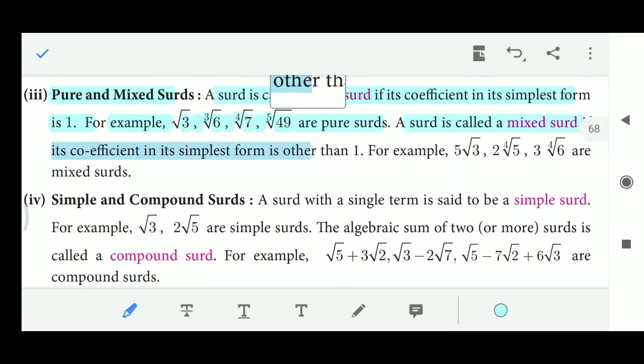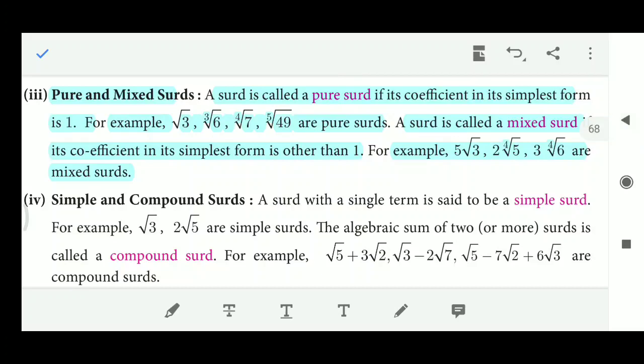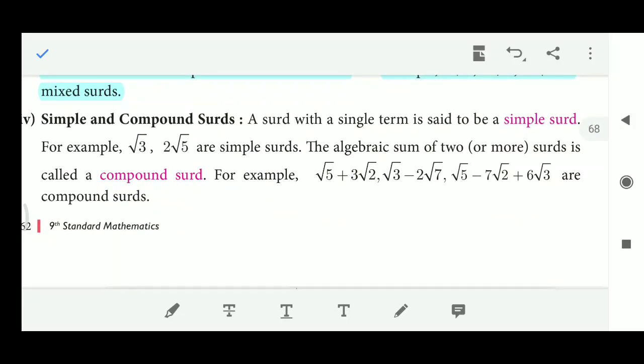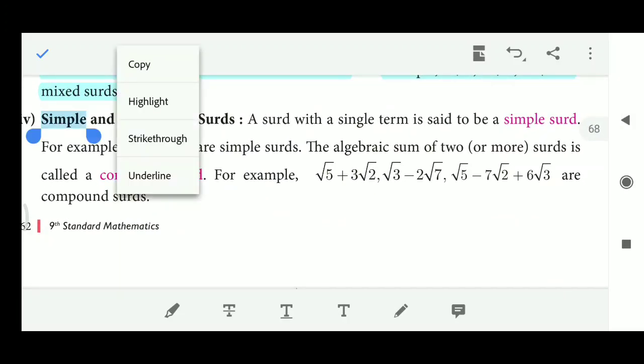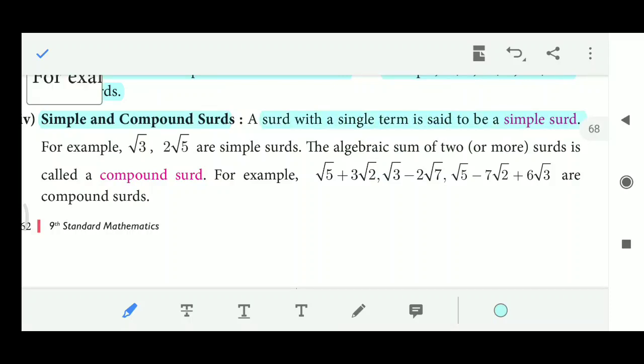A surd is called a mixed surd if its coefficient in simplest form is other than 1. Example, 5 times square root of 3, 2 into fourth root of 5, 3 into fourth root of 6 are mixed surds. Next comes the simple and compound surds. A surd with a single term is said to be a simple surd. For example, square root of 3, 2 into square root of 5 are simple surds.